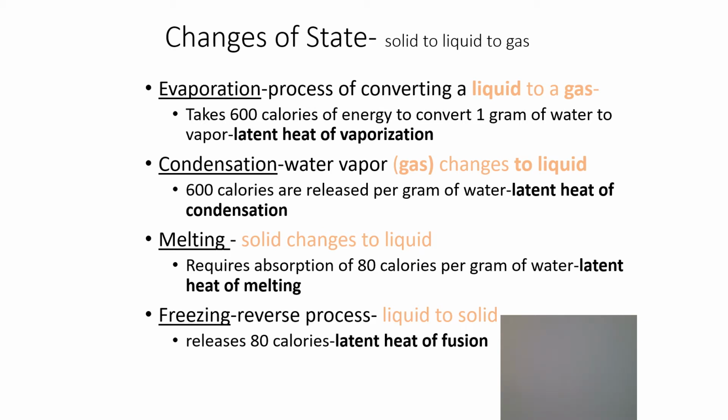Those calories of energy have to be absorbed by the liquid water in order for it to vaporize. Condensation is where we have a gas changing back to a liquid. Those 600 calories that were absorbed now have to be released. We call that the latent heat of condensation.